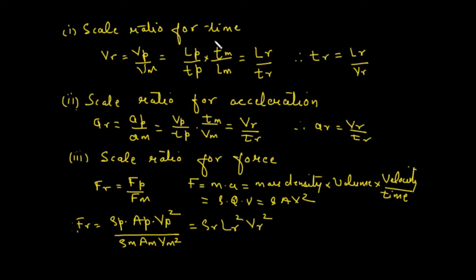So first is the scale ratio for time for prototype and model. So we know that the ratio for velocity is Vp upon Vm, and Vp can be written as length in prototype upon time in prototype, divided by Vm, which can be written as length in model upon time in model. So the velocity ratio comes as Lr upon Tr. Therefore we can write Tr is equal to Lr upon Vr. So this is the scale ratio for time.